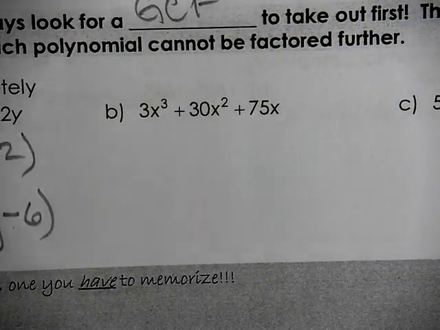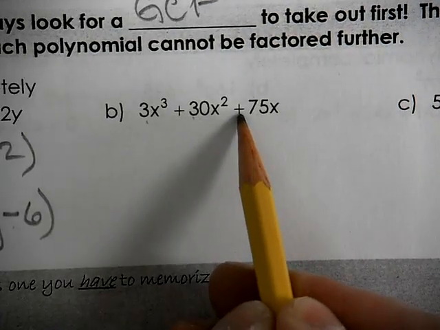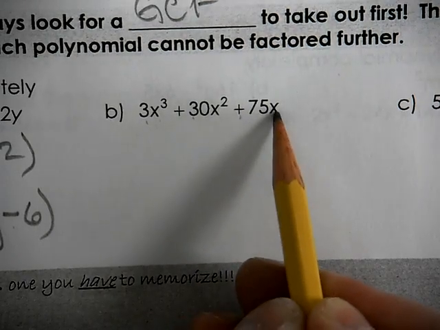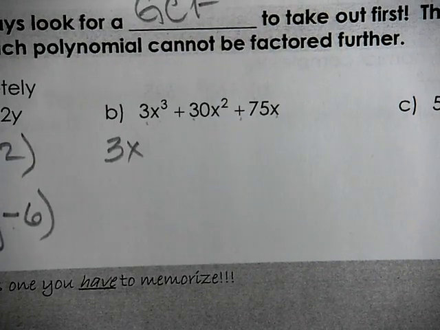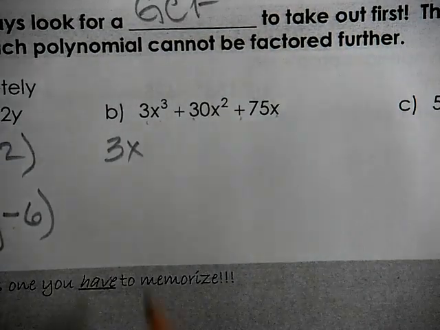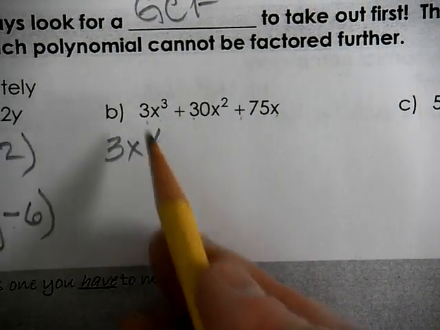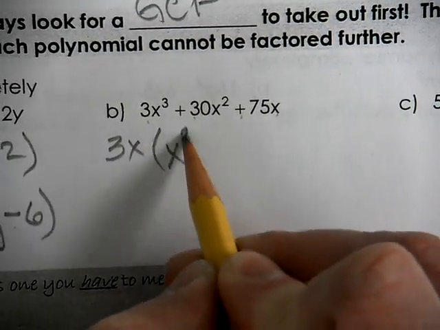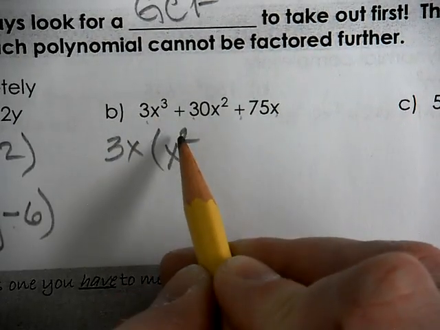Here's our second one. What do you see? What catches your attention? I notice that a 3 goes into all of these terms. I notice that I have an x in every one of these terms. So that means I'm going to pull out a 3x. What is that going to leave me inside? 3x times what makes 3x cubed? It has to be 3x squared. I took one of the x's away, so that left me with 2 more.